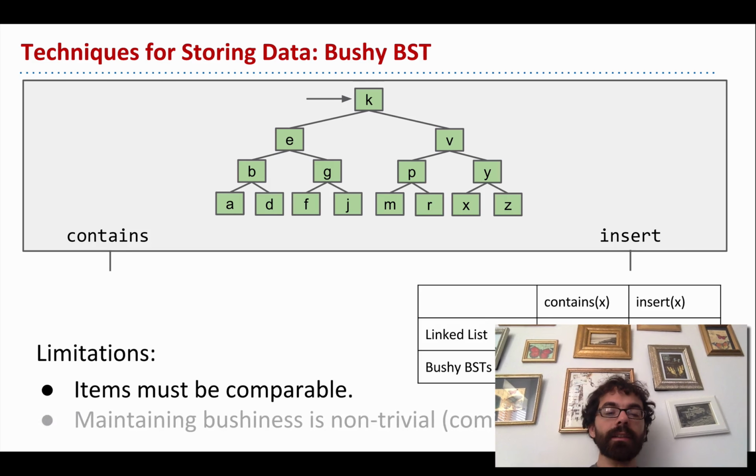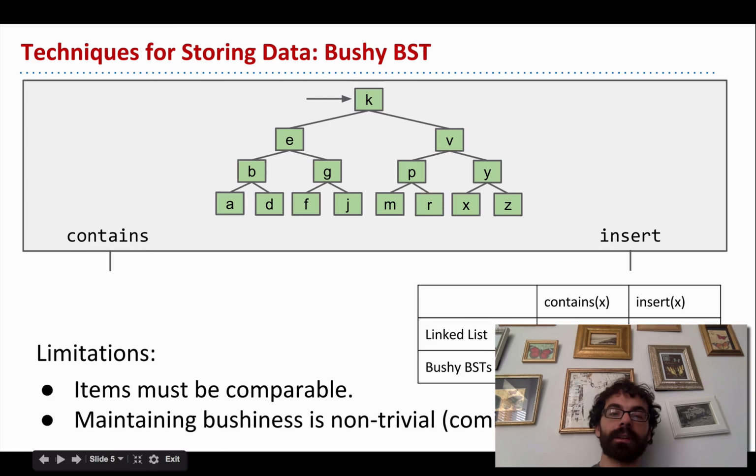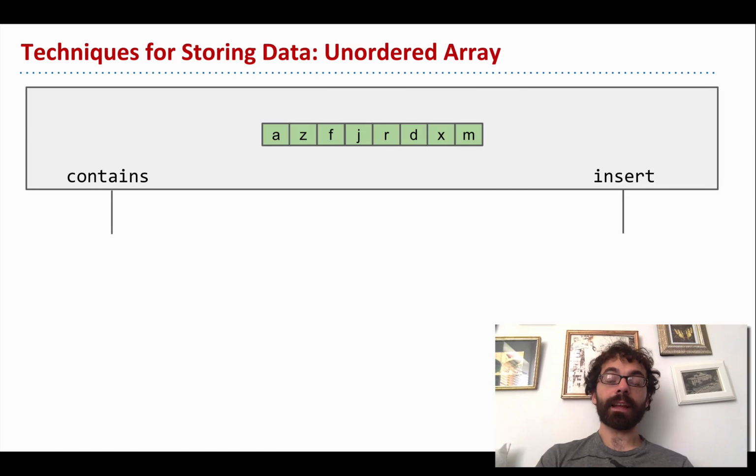And another limitation is that maintaining a bushy tree, when you do insert, if I keep inserting a bunch of really small items that are increasingly small, then my tree will get very unbushy. And we'll be talking about that in the future, but for now, I'll just say maintaining bushiness is non-trivial. So we're going to talk about a data structure today that's going to get around these two limitations. Now this, as it happens, is not the answer, but it will inspire us to greatness.